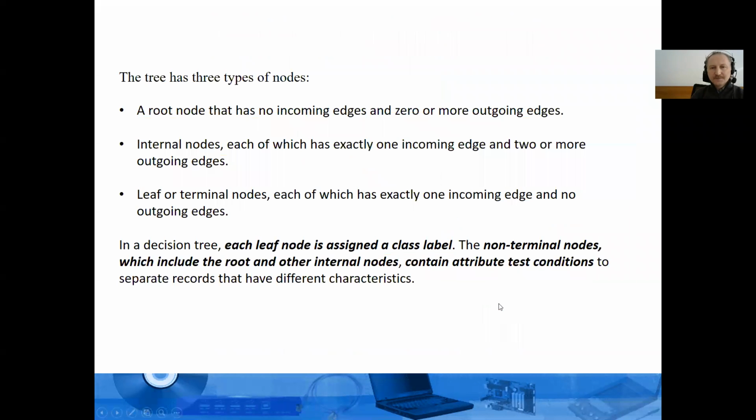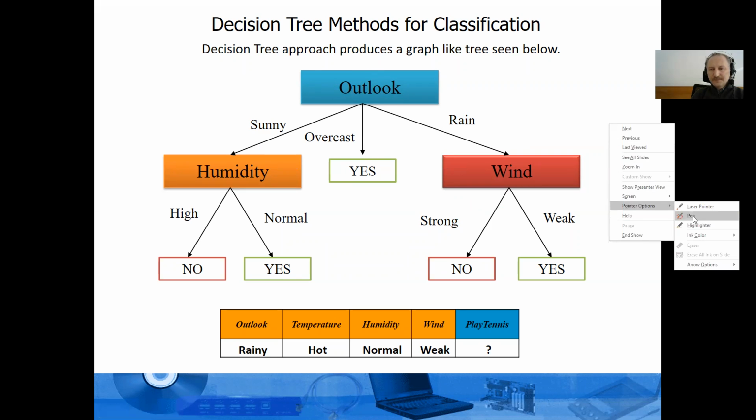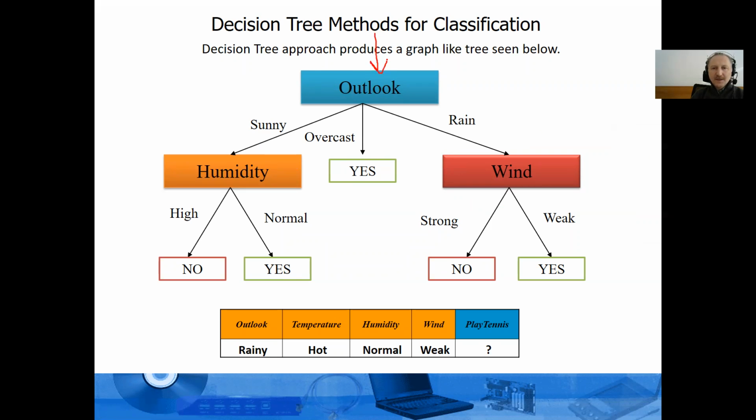For example, there is a root node. If there is no incoming edge and zero or more outgoing edges, this is a root node. This is a terminological word in the decision tree. This is a root node. This one node, this one node, this one node. But this is a root node because there is no incoming edge here. There is no incoming here, but there are some outgoing directions. That's why this is a root node.